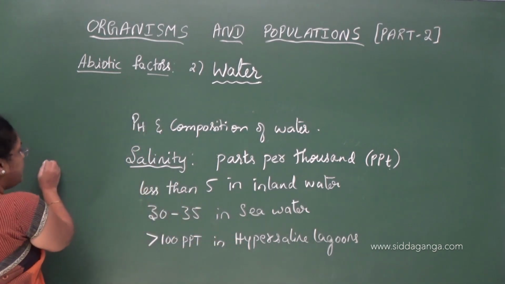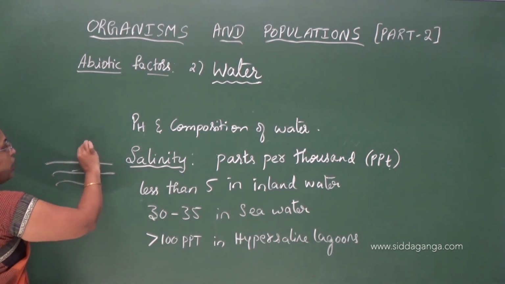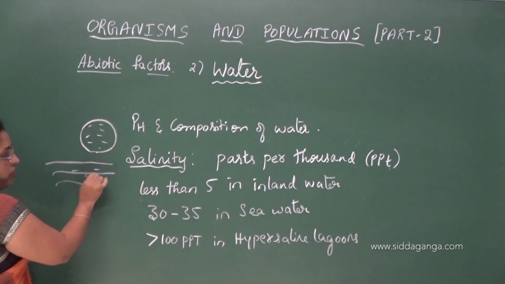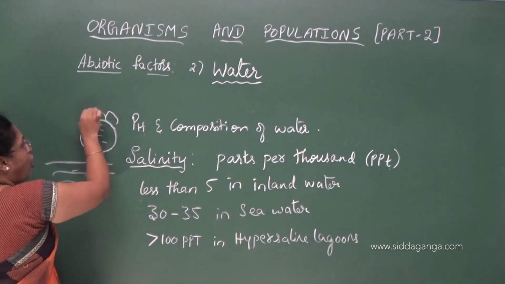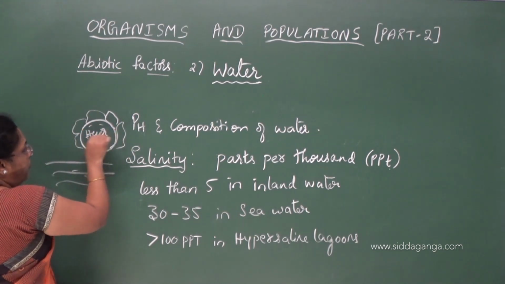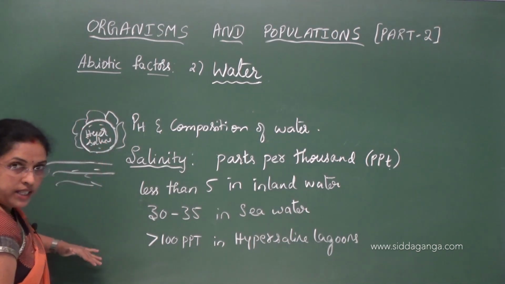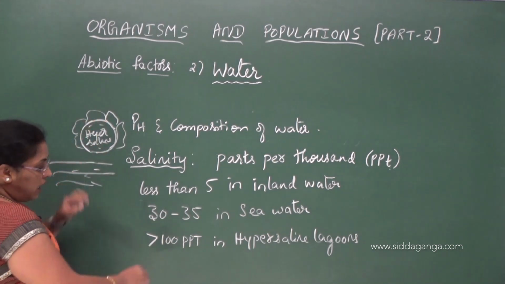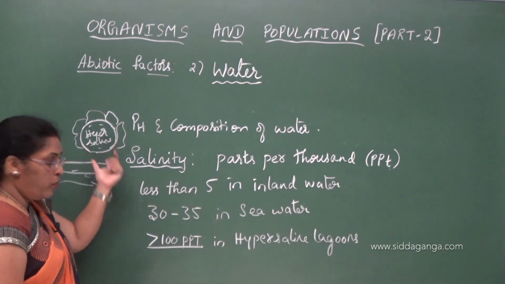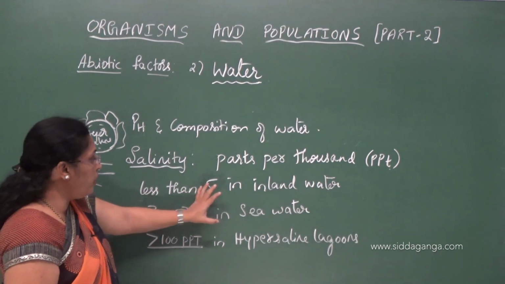Hypersaline means it is near the sea but it is separated from the sea. This water is separated from the sea, or it may be surrounded by rocks or sand. So this is called a hypersaline lagoon. In this we see the salt concentration is more than 100 parts per thousand. You should remember this for your competitive exam.